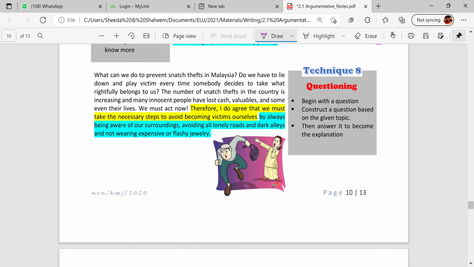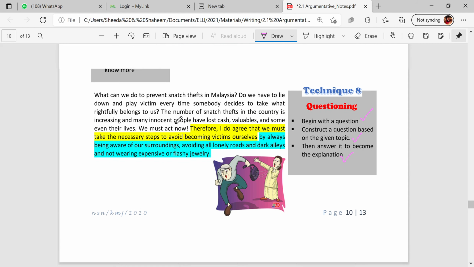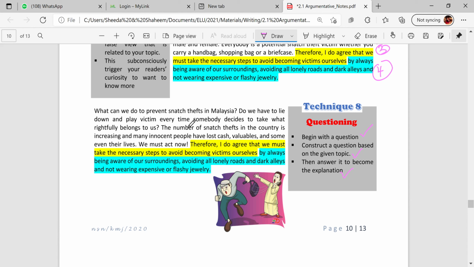Now lastly, technique 8. Now this is the technique. If you ask me, teacher, what can I do if I have writer's block, no matter what, I'm having a panic attack during exam, which technique is the best technique? For me personally, it is the questioning technique, because you begin with a question, construct a question based on the given topic, then answer it to become the explanation. So simple. For example, what can we do to prevent snatch thefts in Malaysia? Do we have to lie down and play victim every time somebody decides to take what rightfully belongs to us?